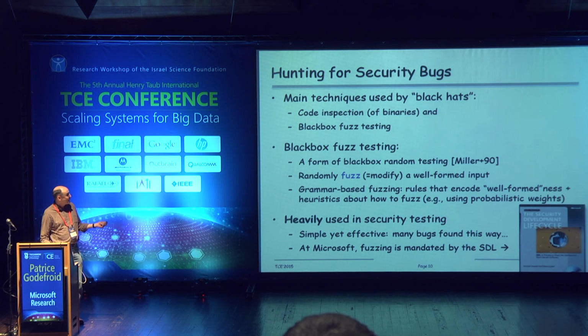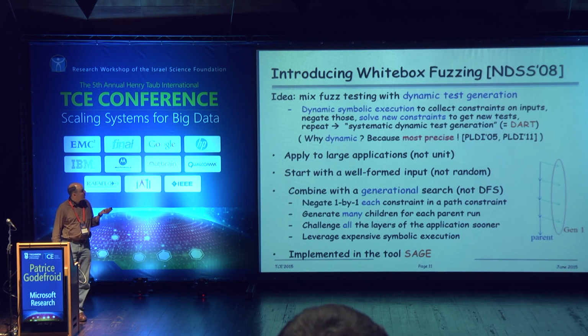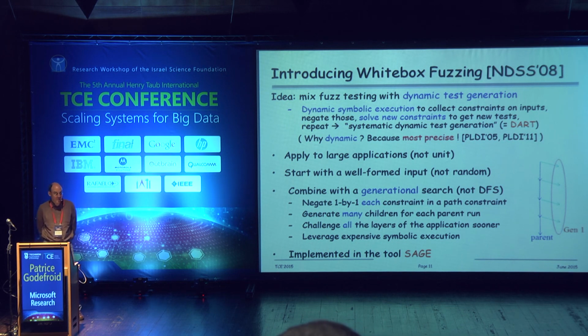So when we started this project, this was basically the state of the art. And starting around 2006 or so, we started developing a new approach to fuzzing, which we call white box fuzzing. The idea is to use these dynamic test generation techniques and mix them with heuristics used in the fuzzing community, and to apply them to security testing of large applications.